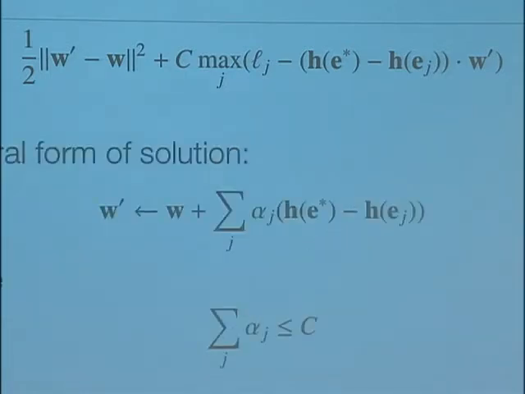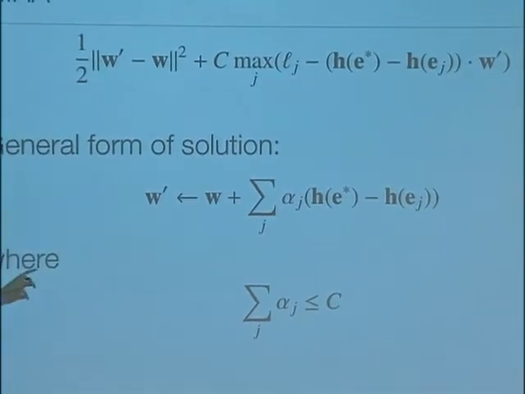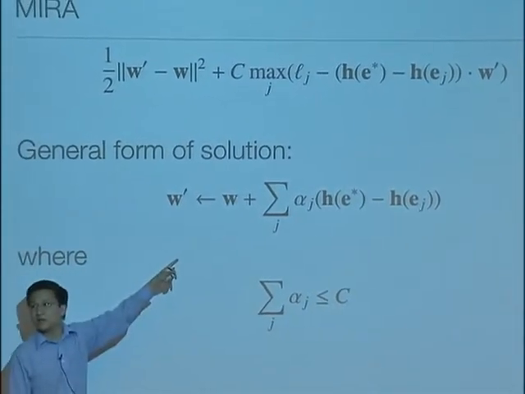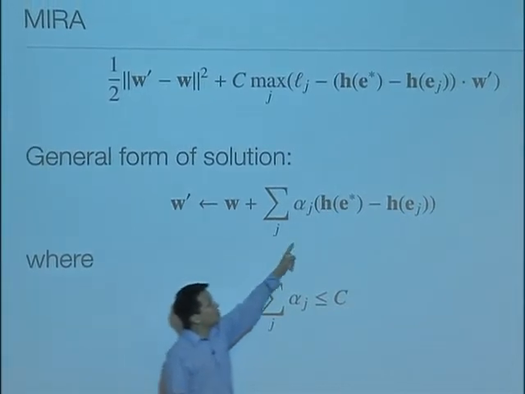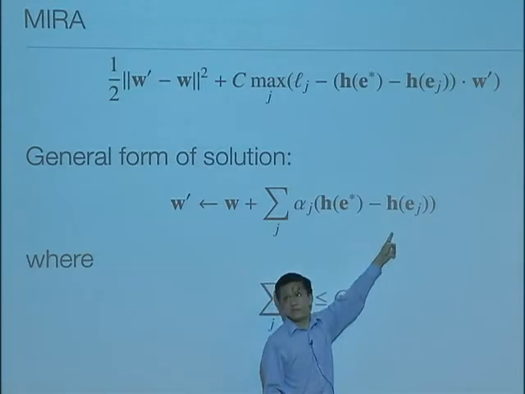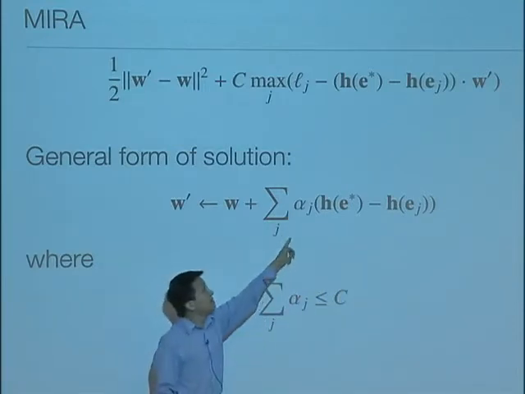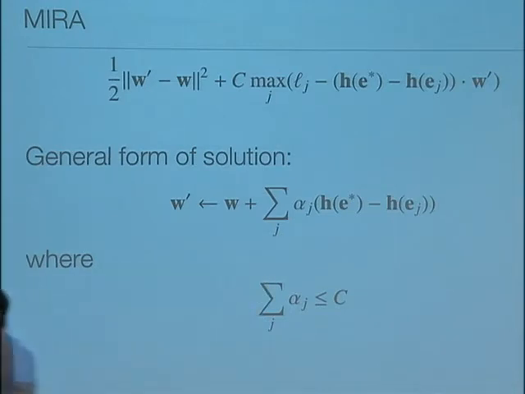So there's the objective function again. For the solution, you can see the paper. But in general, it has a form very similar to the perceptron update. Basically, we're going to be adding the feature vector of the gold translation and subtracting the feature vectors of the other translations. They're all weighted by these values alpha, and the problem is to determine those alpha.